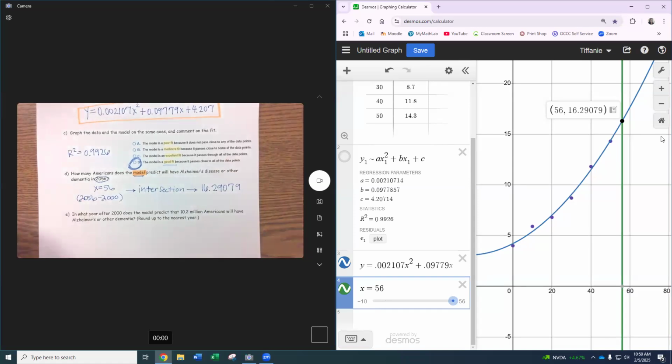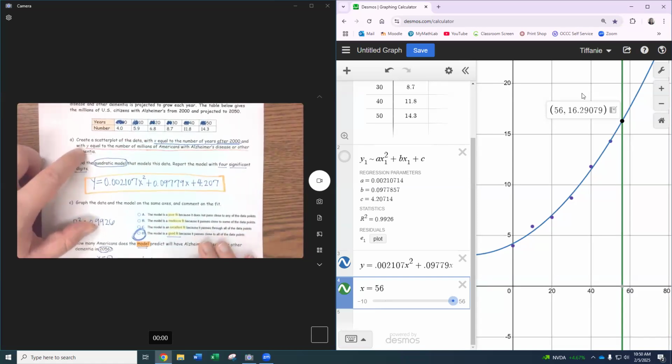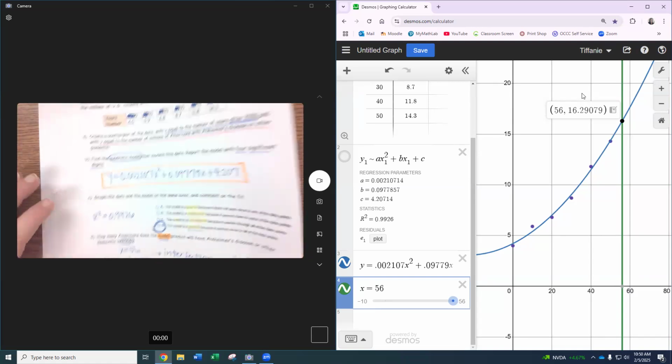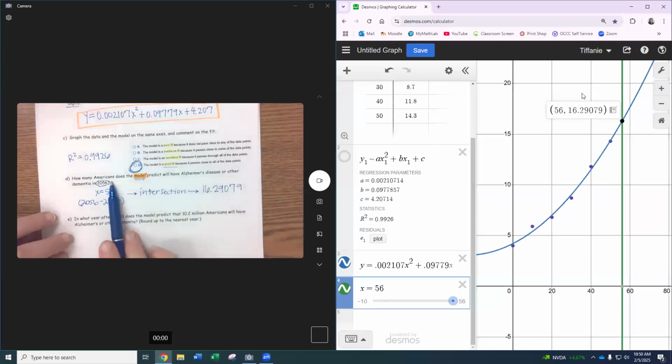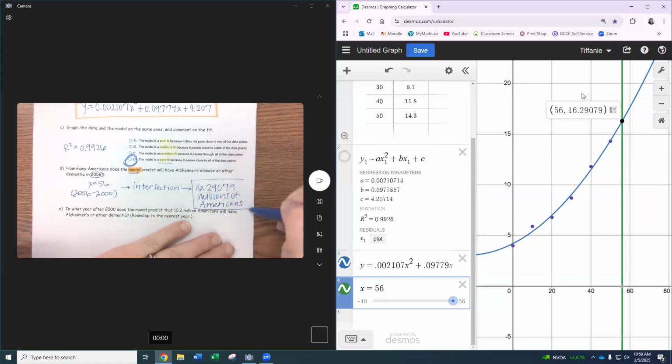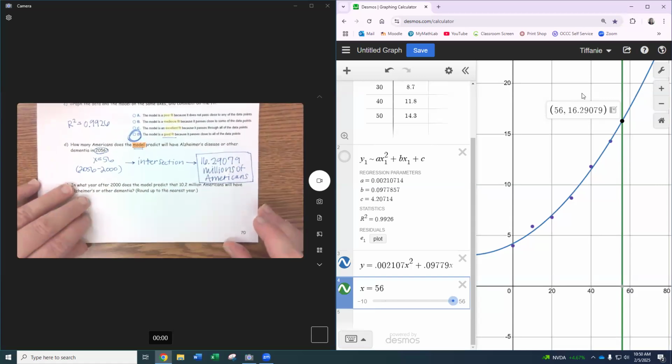Now, word problems need word answers or at least units. I found that y coordinate, what does my y represent? Y is equal to the number of millions of Americans with Alzheimer's disease or other dementia. So if it's wanting to know how many Americans, it's 16.29079 million Americans. I'll do millions of Americans. But word problems need word answers or at least units.